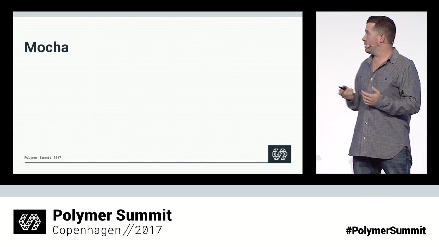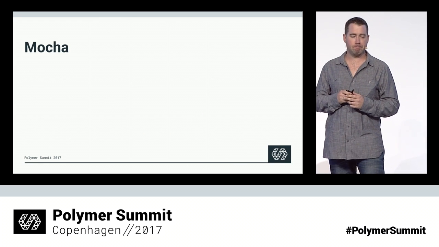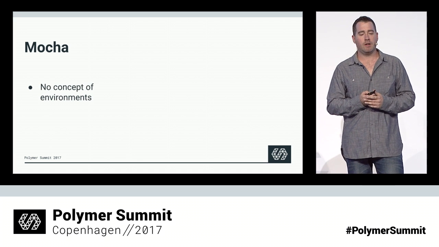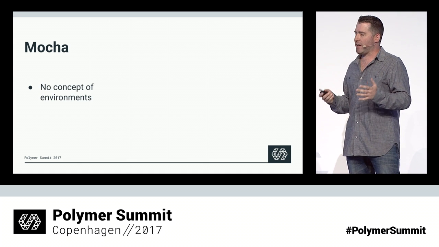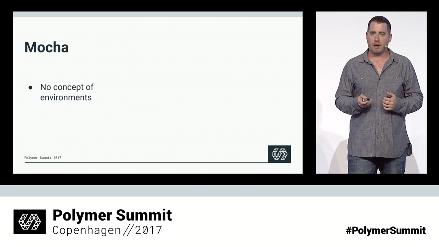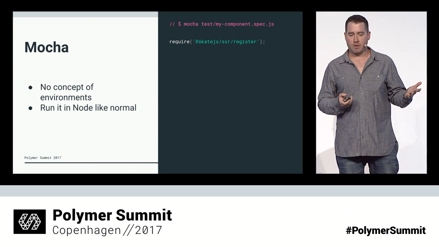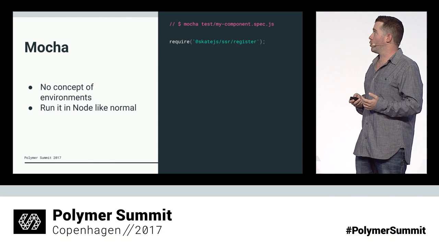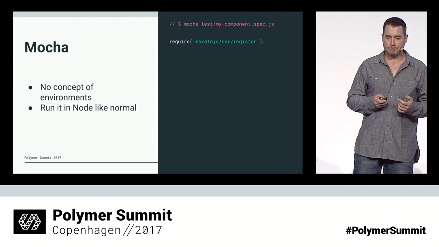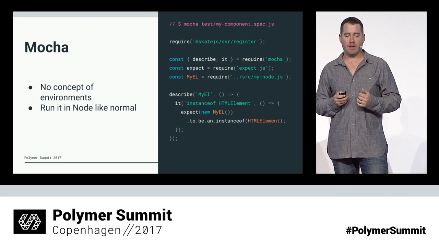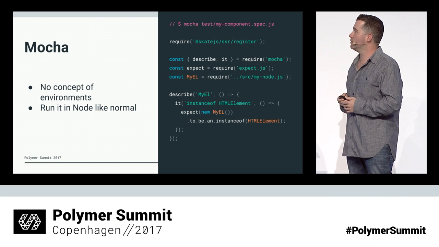Similarly to Jest, you could use Mocha to run your tests directly in Node. It looks a bit different, though, because Mocha doesn't have a concept of environments. You're just running it directly in Node. So instead of configuring it to use an environment, you would do as you normally would and just require the APIs at the top. And then you can just write your tests as normal.